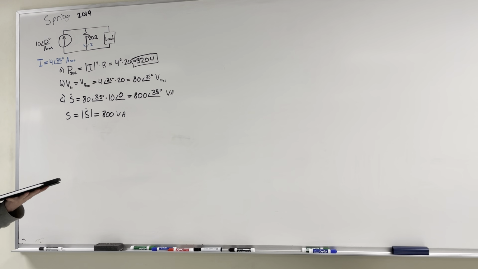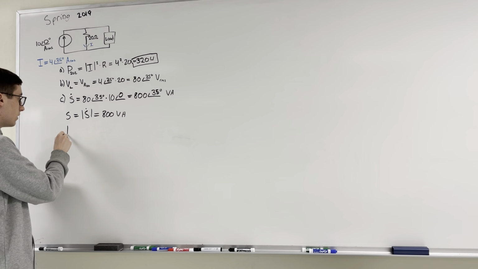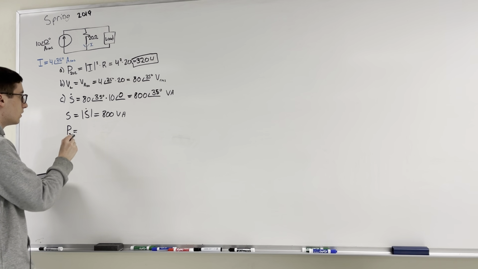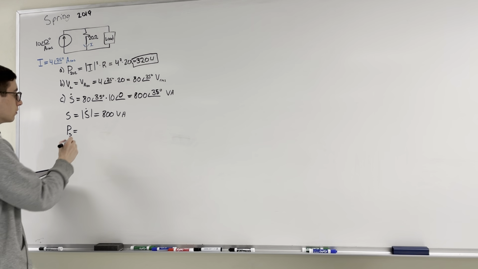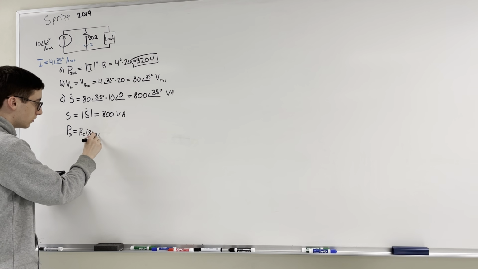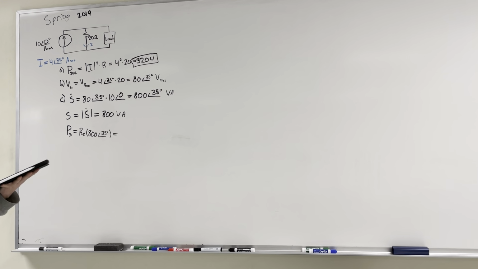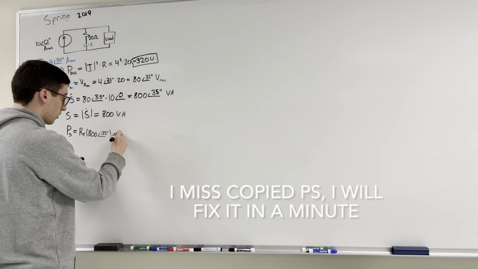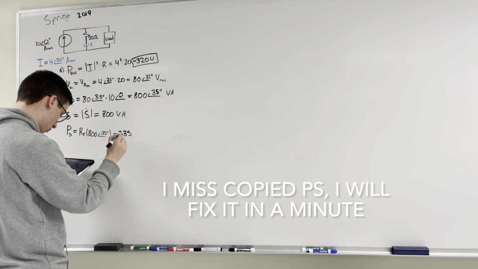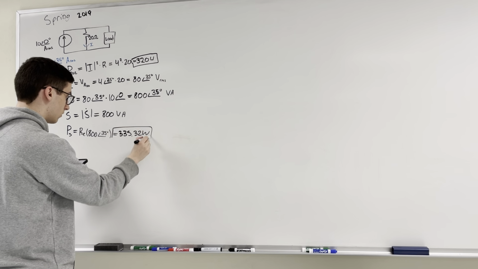Now to find the power supplied, P of the source is just going to be the real part of 835, which is equal to 335.32 watts.